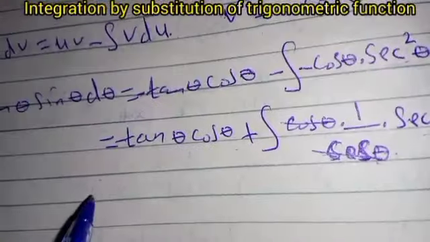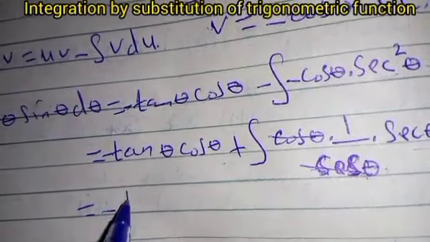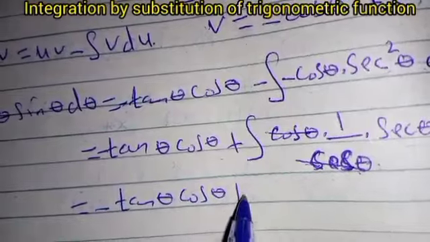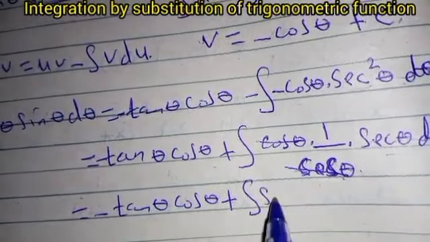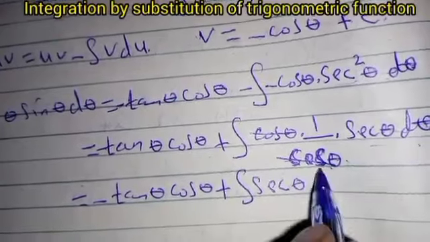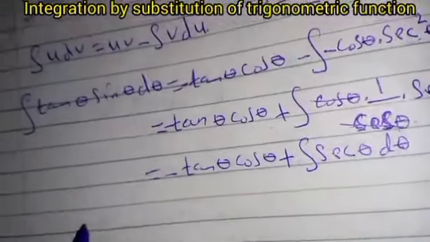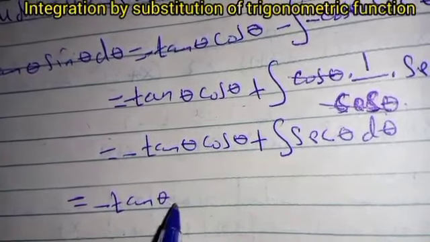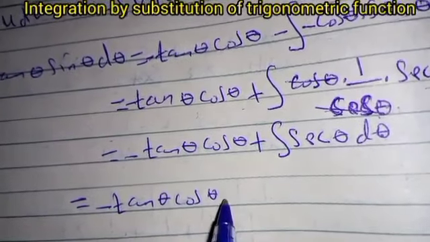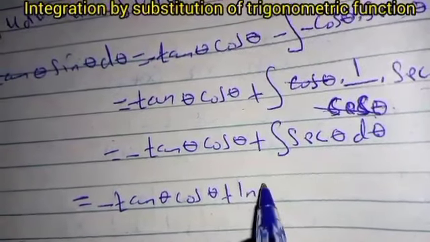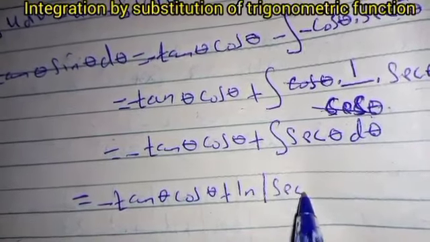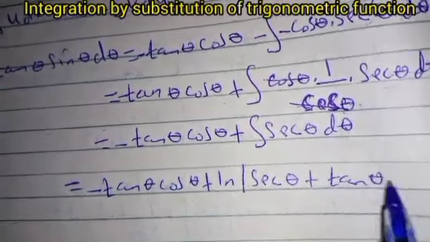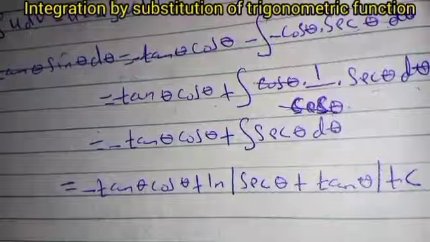So that now we are going to have negative tan theta cos of theta plus the integral of sec of theta d theta, which is equal to negative tan theta cos of theta plus the natural logarithm of sec of theta plus tan of theta plus a constant c.